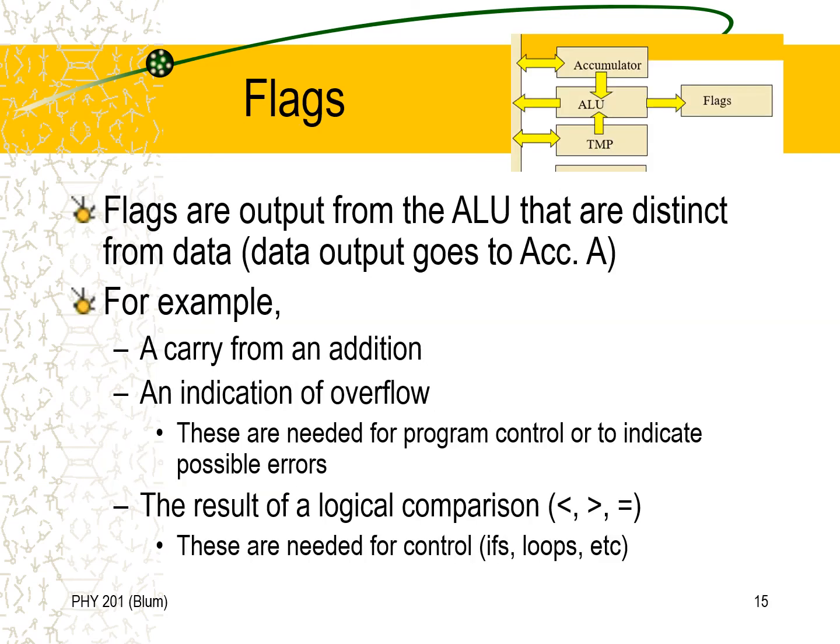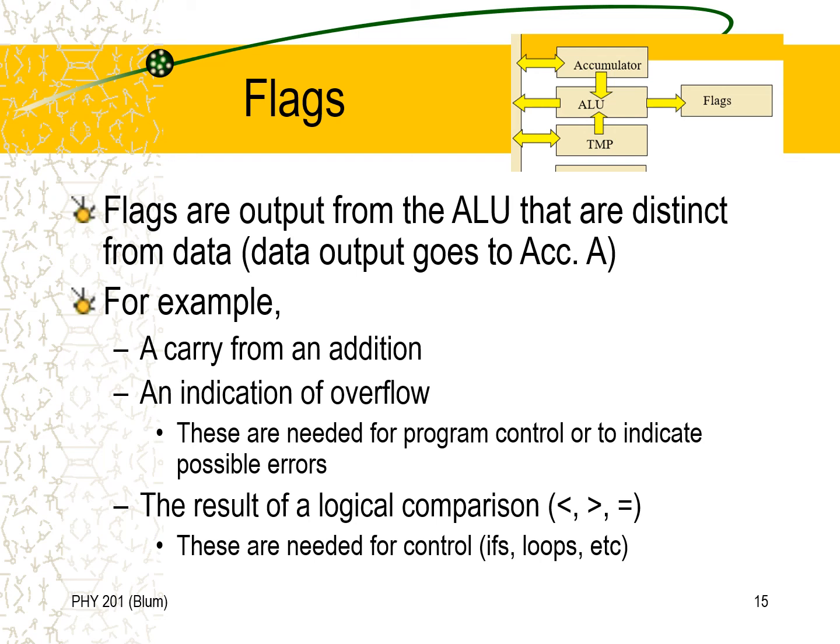The flag is an output of the ALU, which is possibly distinct from the answer to the arithmetic. So think of the carry in addition. We perform an addition, we'll get a sum. We might put the sum, the answer, back in the accumulator. But if that addition causes an overflow, then that information of the overflow might be put over into the flag region. Another thing that might be in the flag is the result of a logical comparison.